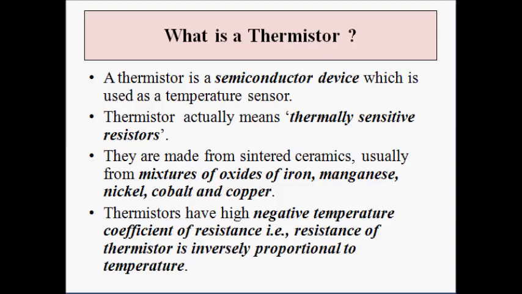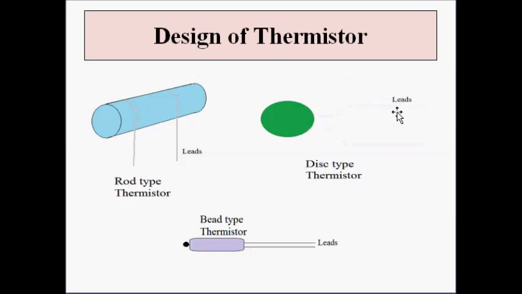Then comes the design of the thermistor. The thermistor generally comes in three common design configurations. First is the rod type thermistor, which is in the form of a rod with connecting leads. The second is the disc type thermistor, in the form of a circular disc with connecting leads. And the third configuration is the bead type thermistor, in the form of a small medicine tablet or capsule with a small bead at the top with connecting leads.